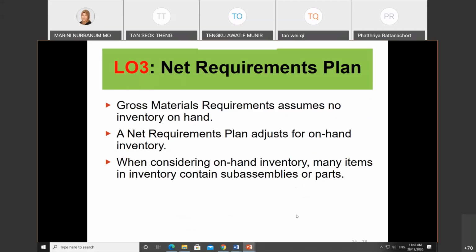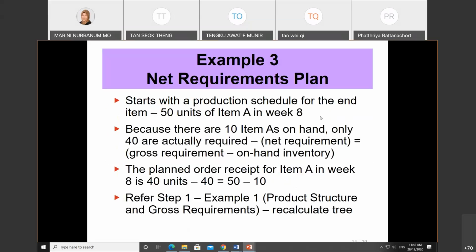Okay? The next part is your net requirements plan. Just now, gross material requirements plan, they do not have information or they do not calculate for inventory on hand or balance inventory. So net requirements plan will adjust for on-hand inventory, right? So that is the difference here. If you read the example in your textbook, they just follow the information from example 2. Now they just incorporate the on-hand inventory.